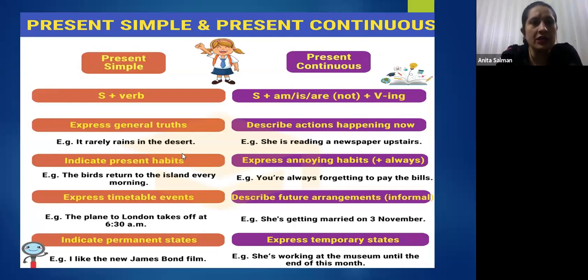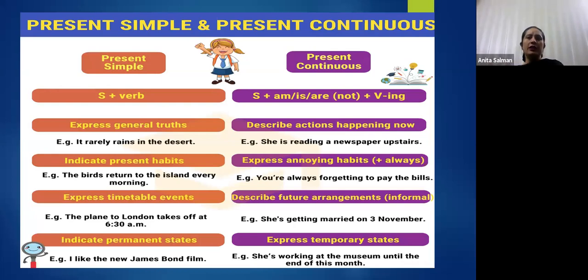Okay, number 2, indicate present habits, right? Present simple tense indicates present habits, like the birds return to the island every morning, right? I watch television daily, right? I play cricket in the evening. These are your present habits, right? Not your past habits, but your current habits you always express in simple present tense.